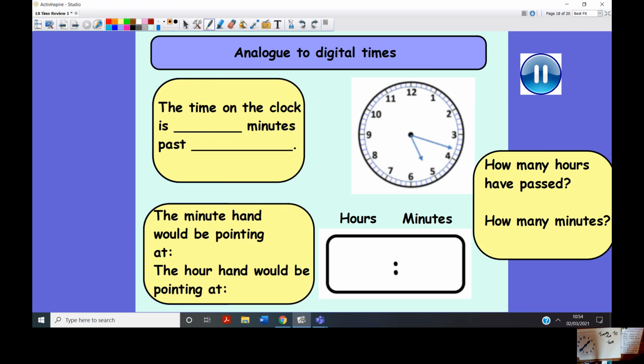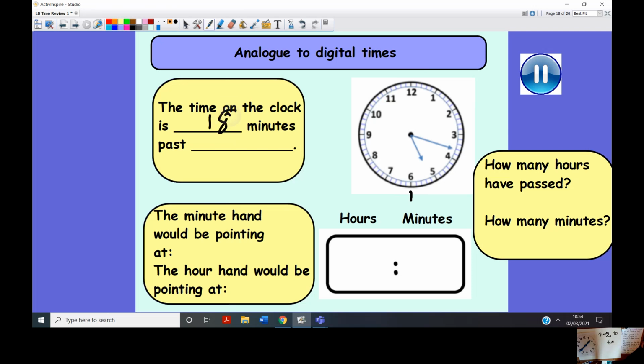Fantastic. Right, let's read this analog clock. Minutes, longer hand. Is it to or past? It's past. Counting on in 5s and then 1s from our clock. 5, 10, 15, 16, 17, 18. So it's 18 minutes past.